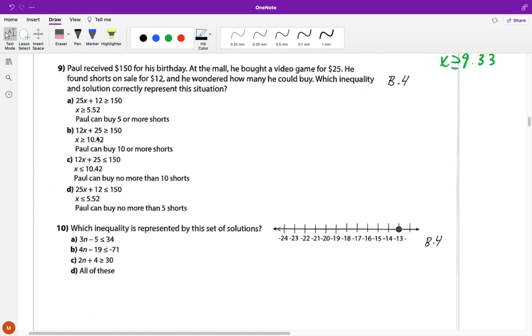Paul received $150 for his birthday. At the mall, he bought a video game for $25 and found shorts on sale for $12. He wondered how many he could buy. Which inequality and solution correctly represents the situation?